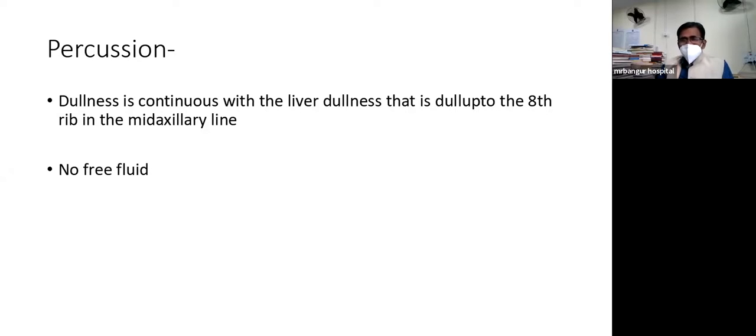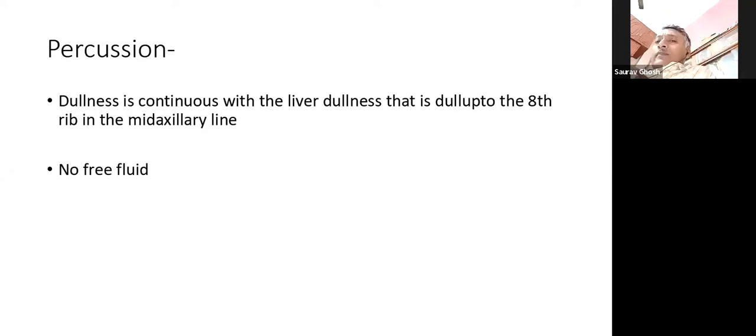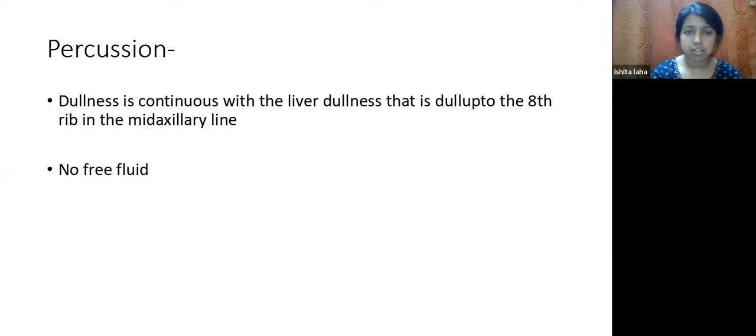Normally it is not in the 8th space. You are talking of the spleen. Spleen is 8, 9, 10 on the left side. Yeah, for spleen, you might use the mid-axillary line. But for liver, you normally use the mid-clavicular line anteriorly. Why bother to make the patient turn to the left side? Anyway, carry on. Sorry, sir. I shall take care of this.